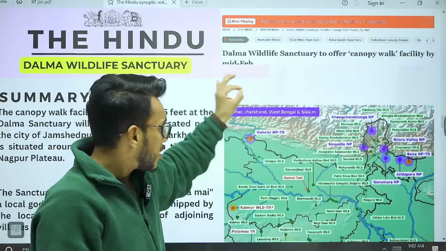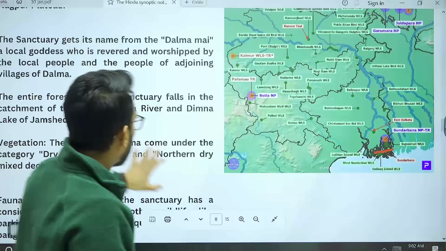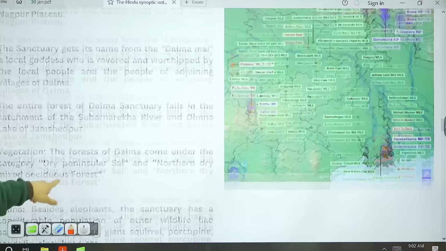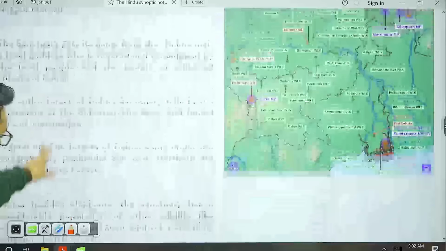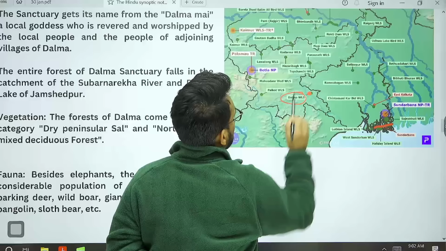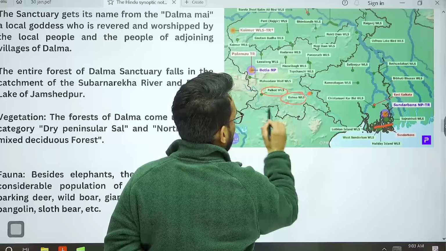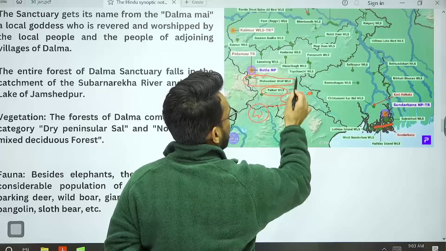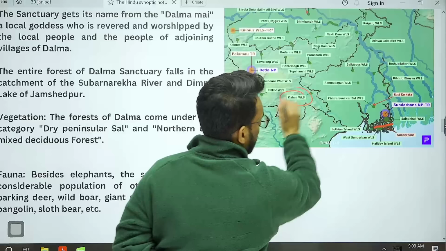Now, first of all, guys, where is this Dalma Wildlife Sanctuary located? Dalma Wildlife Sanctuary is located in Jharkhand, around the villages of Dalma. Fine. Okay. Now here we have the Palkot Wildlife Sanctuary. It is towards the western side. Then we have Mohandanar Wolf Wildlife Sanctuary. Okay, and here you can see that other wildlife sanctuaries are also mentioned. So this is the location of Dalma Wildlife Sanctuary.